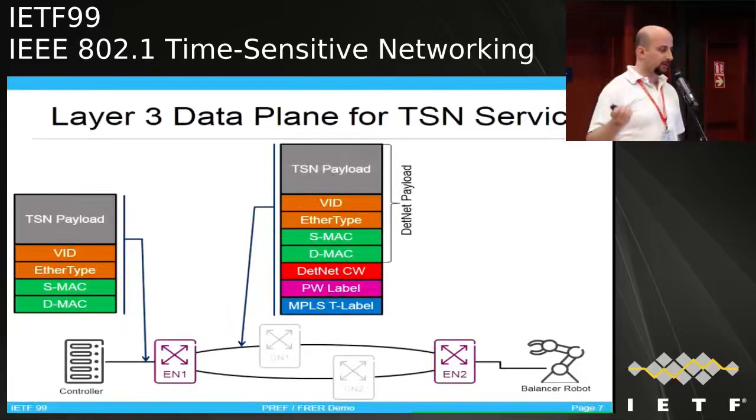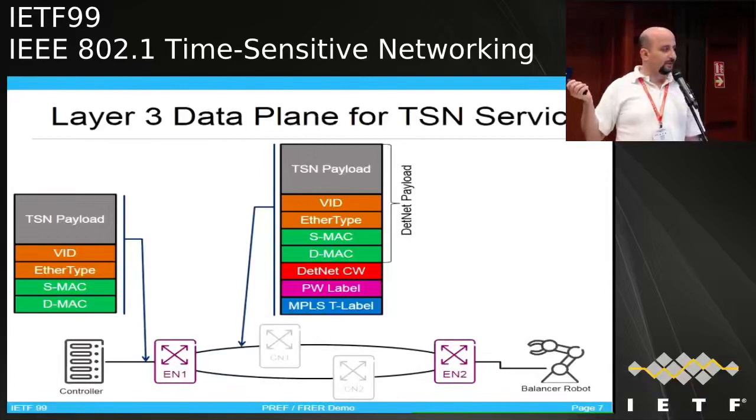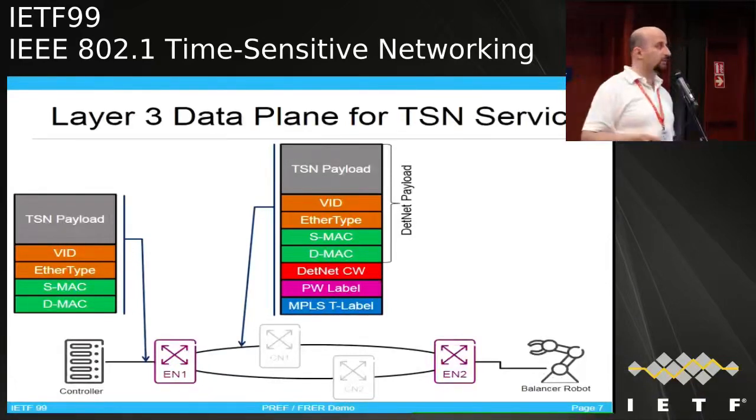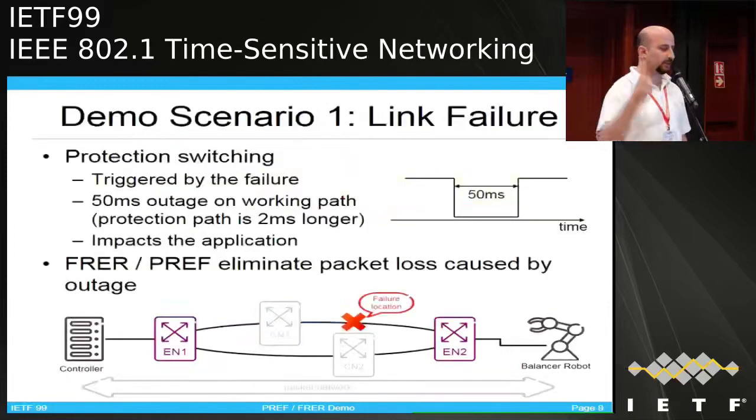In case of an MPLS data plane, we have the MPLS transport label, and then we need a pseudo wire label, and in case of the feature, the control word is mandatory. So we will have a DetNet control word, which includes the sequence number, and all the rest become payload with respect to DetNet. This is just a Wireshark capture on the wire, and so let's see the demo part.